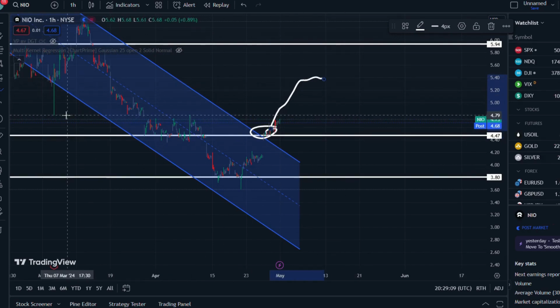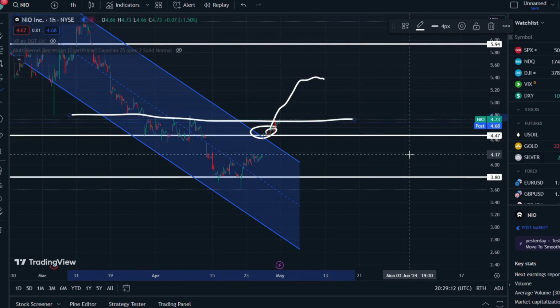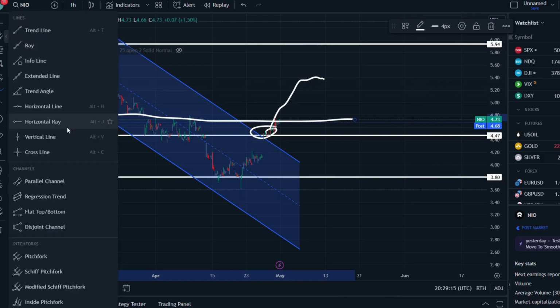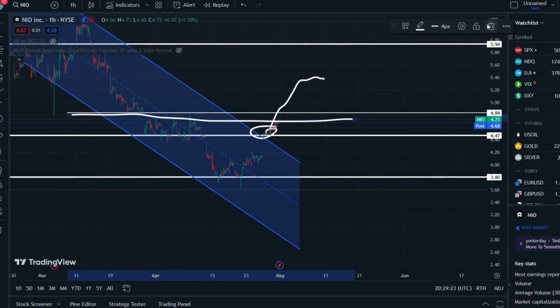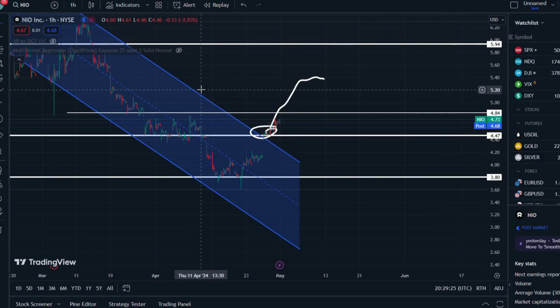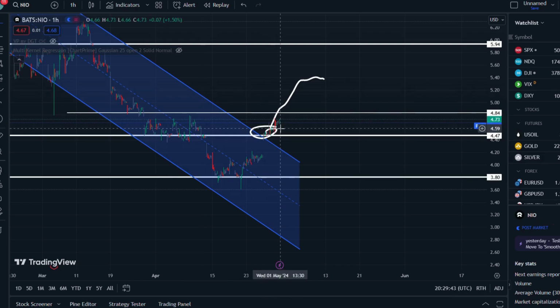For example, here we have a horizontal line. It could be better to draw a horizontal line here, and it depends on the trader and the investor, whether you would like to open a trade for 1 hour, 15 minutes, or 4 hours, and whether you are a long-term or short-term trader. It's absolutely about the mentality and mindset of the trader. Right now, I believe that it's a good breakout. NIO's stock has good potential for an uptrend if we base it on these channels.